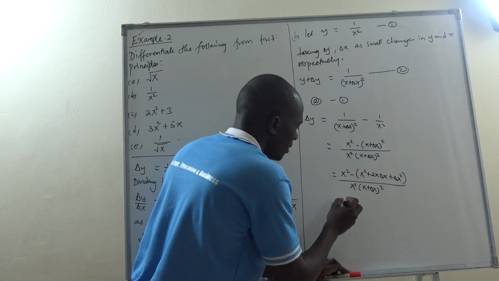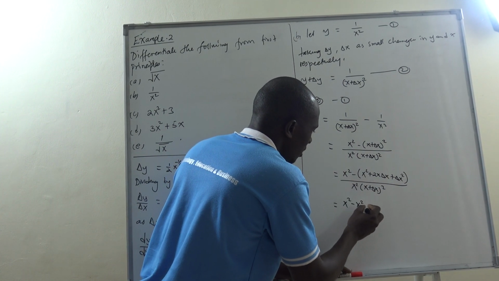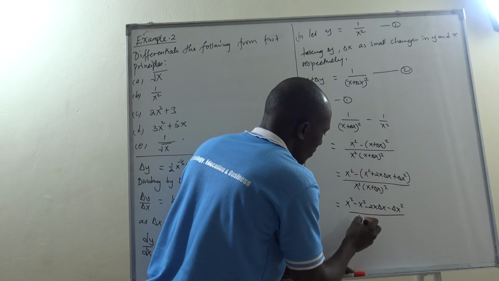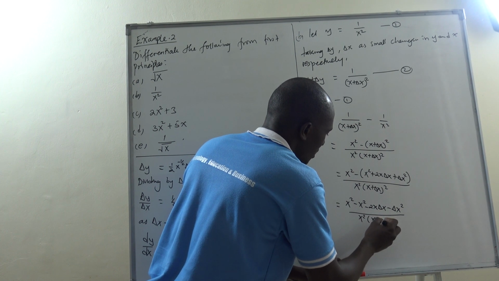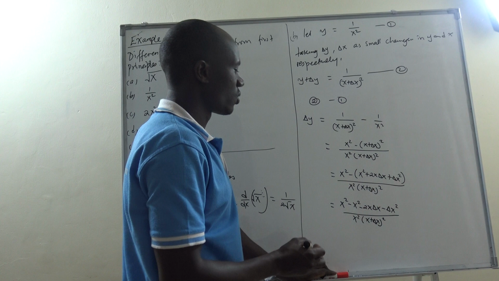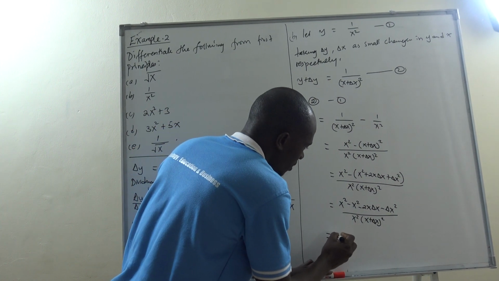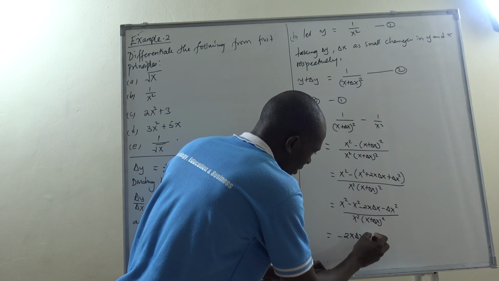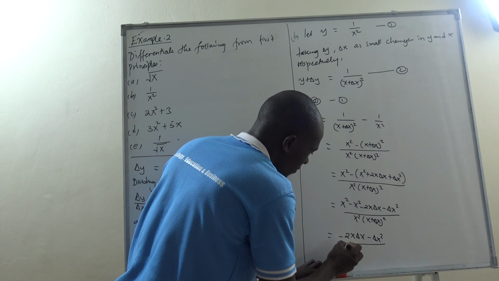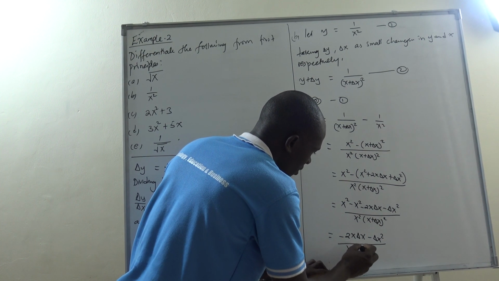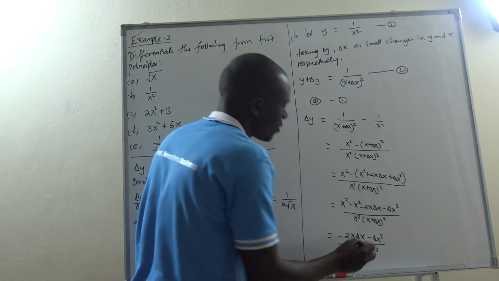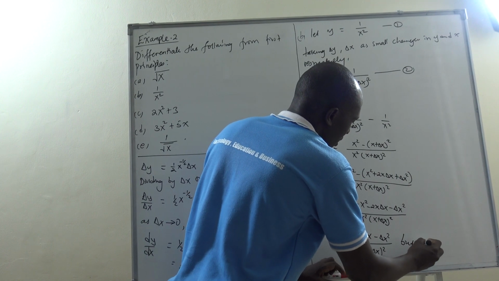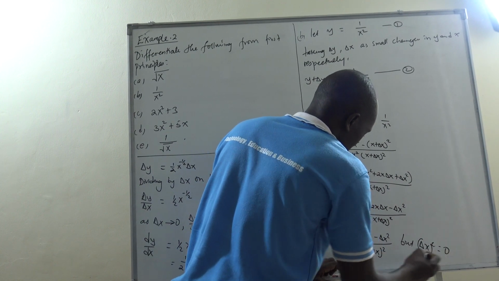So can we try to open? We are getting x squared minus x squared minus 2x delta x minus delta x squared all over x squared into x plus delta x squared. So what is happening with x squared? They are going. So I'm remaining with negative 2x delta x minus delta x squared all over x squared into x plus delta x, the whole of it squared. But delta x squared is equal to 0. But delta x, the whole of it squared equals 0.